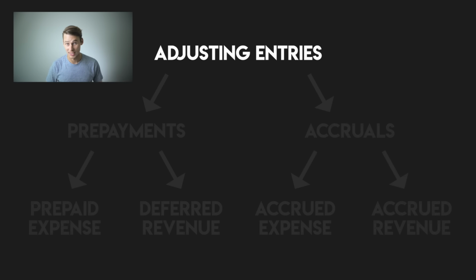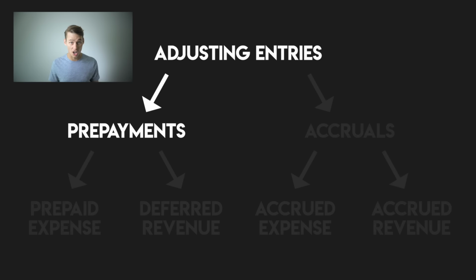So adjusting entries are required to bring our books in line with the accrual basis of accounting, which is required under both GAAP and IFRS when producing financial statements. Adjusting entries are divided into two categories. Prepayments occur when goods or services have been paid for in advance, whereas accruals occur when goods or services are to be invoiced in the future.